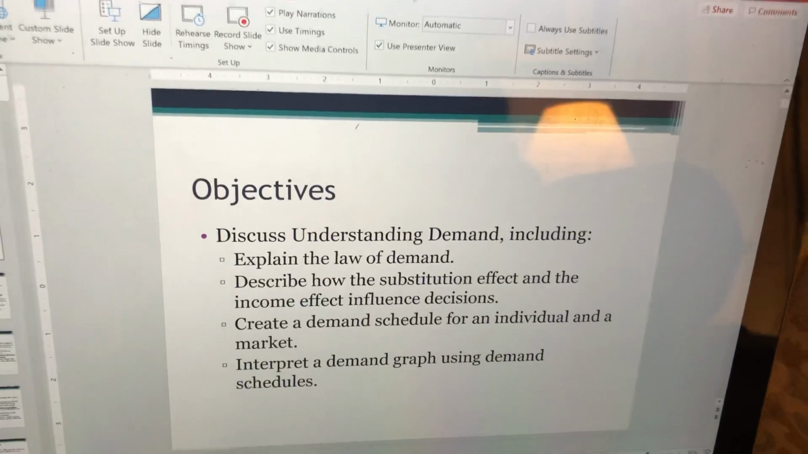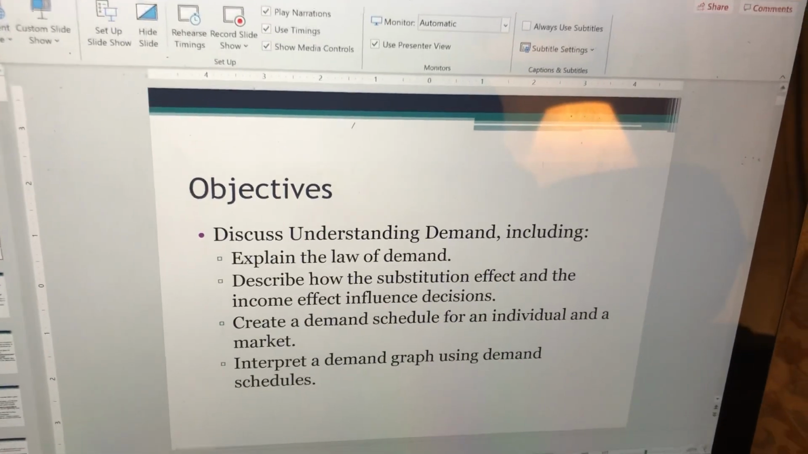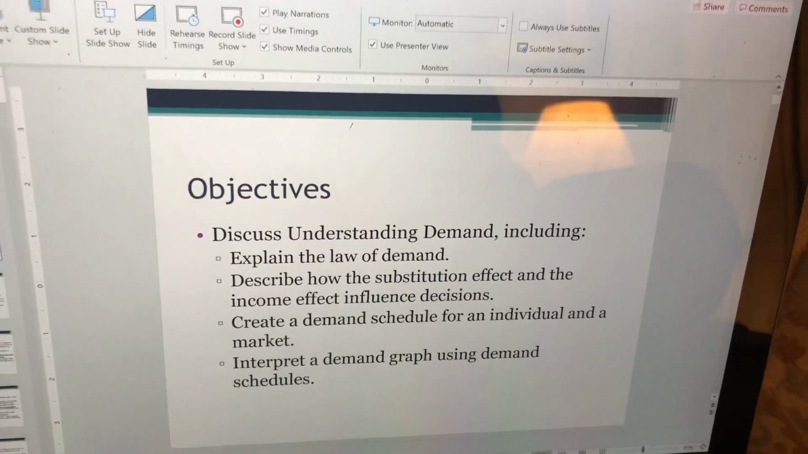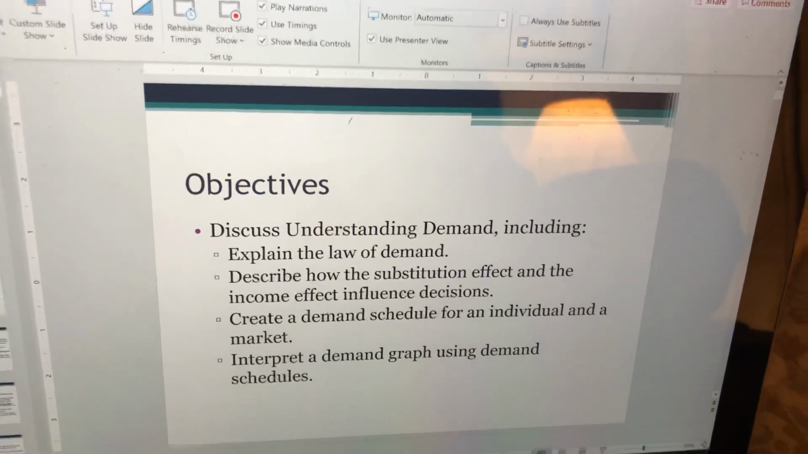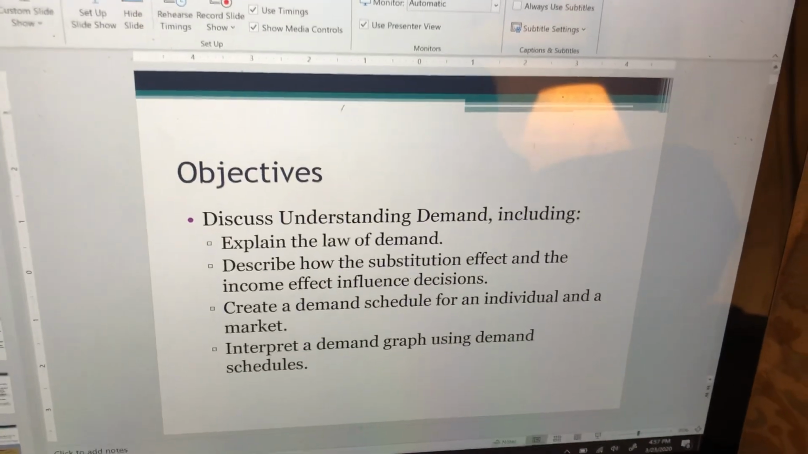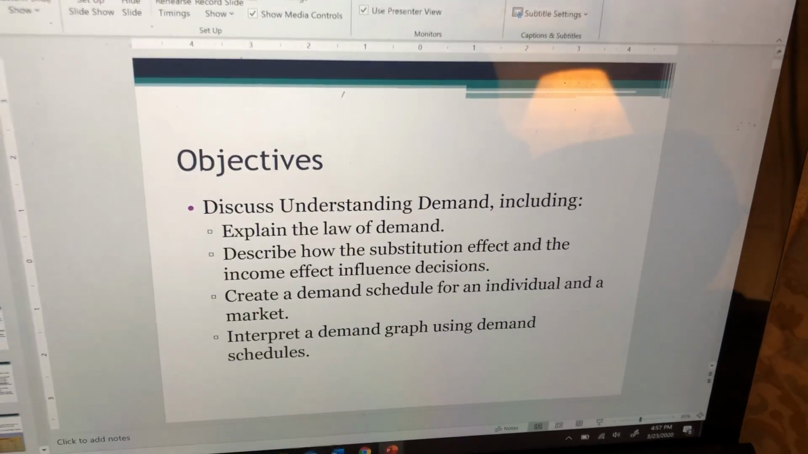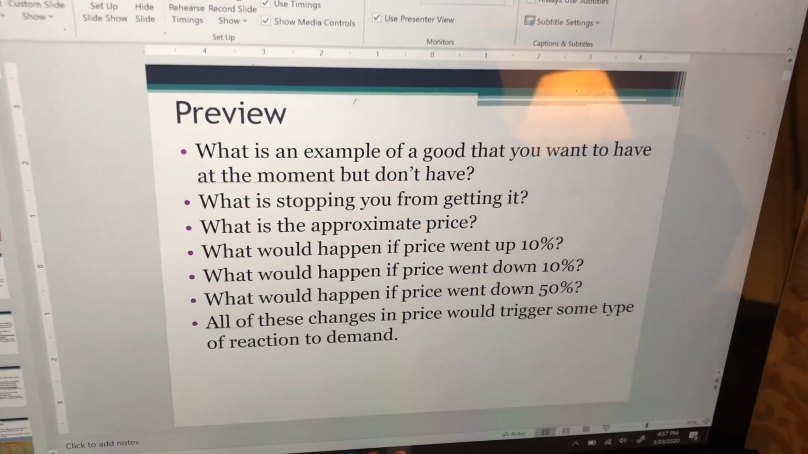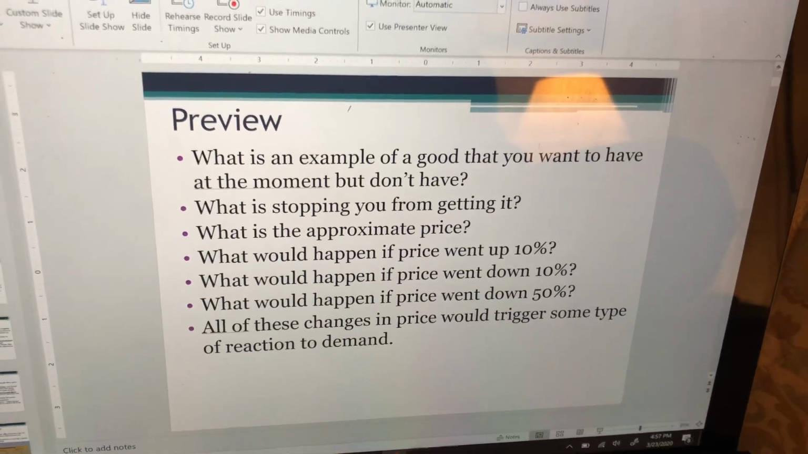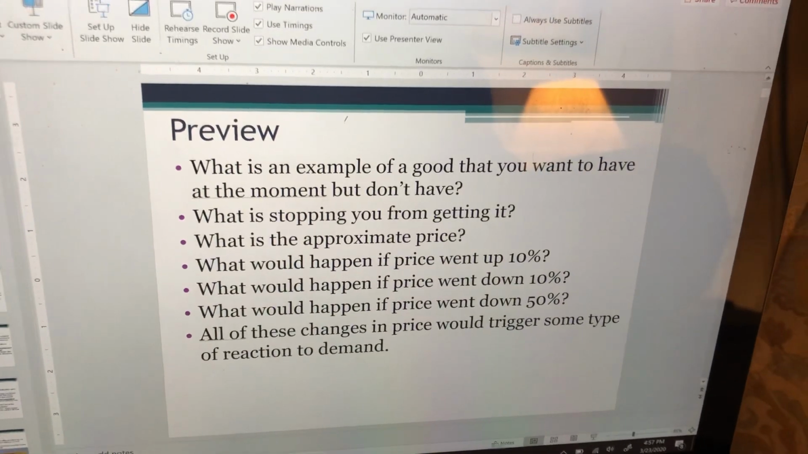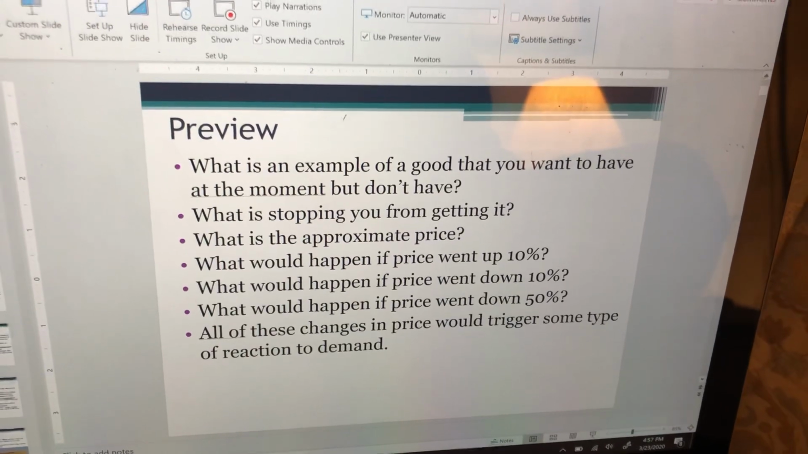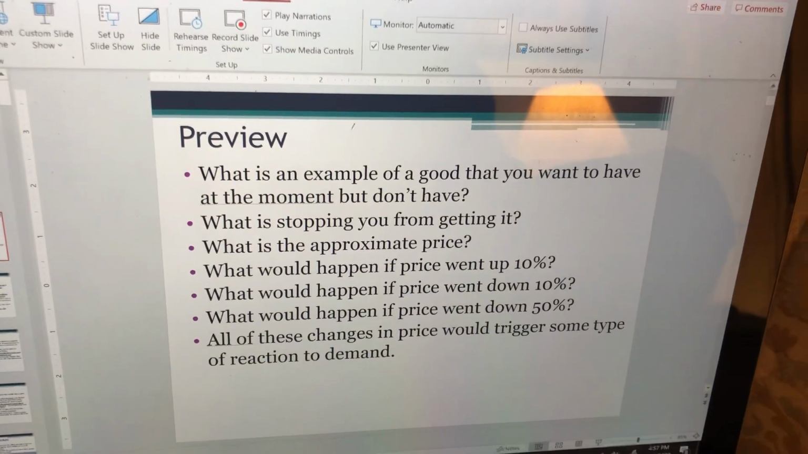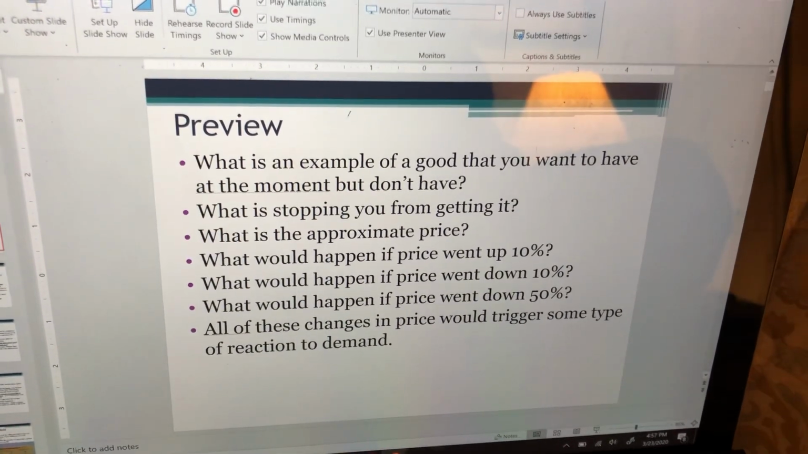So basically, we're just going to talk about demand today, the law of demand. We're going to go through the substitution effect and the income effect, look at a demand schedule, and interpret a demand graph. Now, I've shared these PowerPoints with you already, so if you haven't already, perhaps pull up your PowerPoint so you can follow along with me. Since this is a little different than we're used to, I don't want to make these videos an hour long. So we'll quickly go through some of the slides so we cover the material, and I'll make sure I'm highlighting the most important points that I want you girls to know.